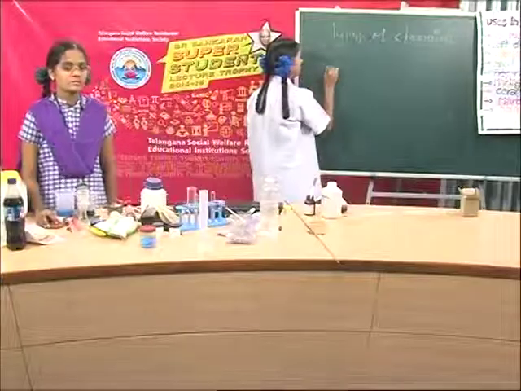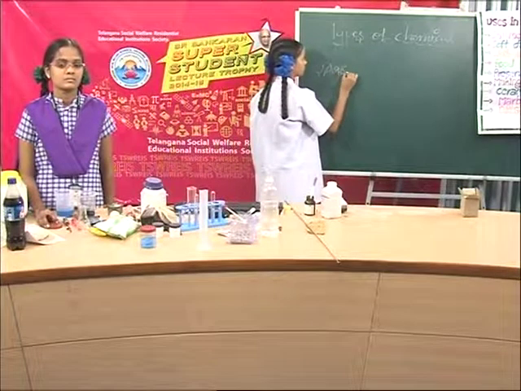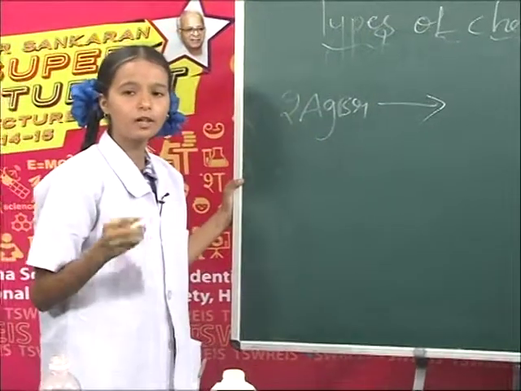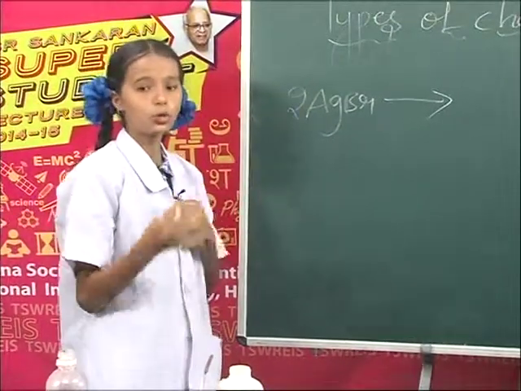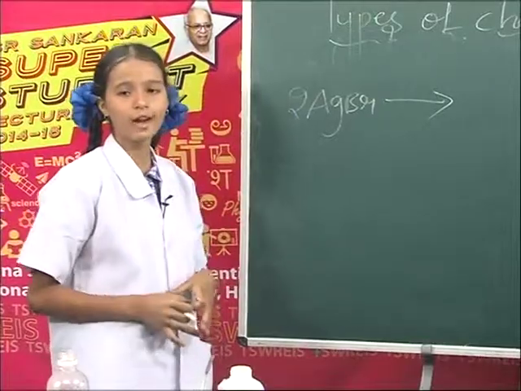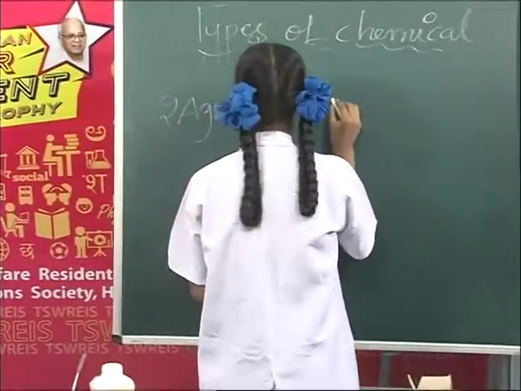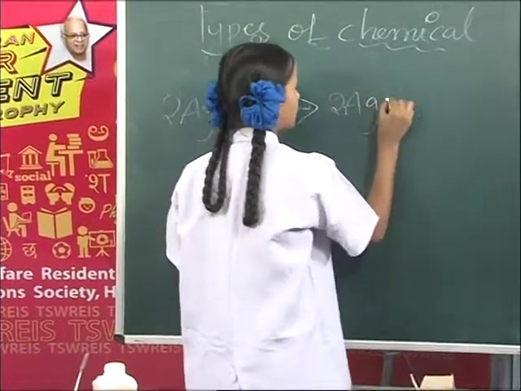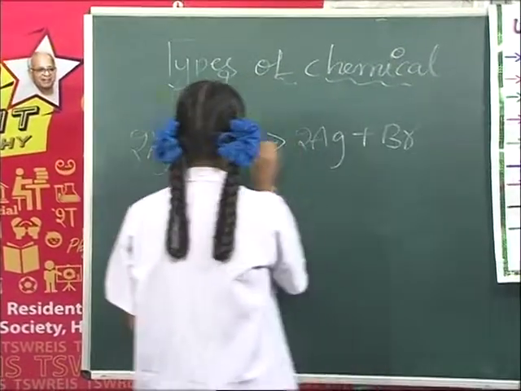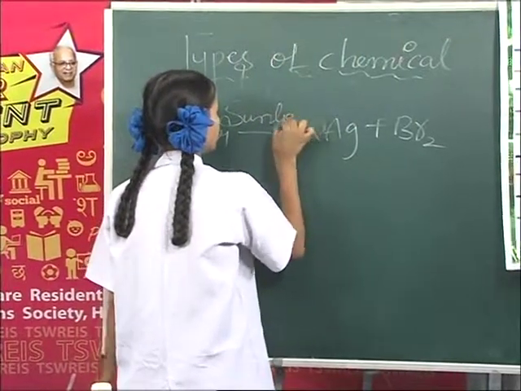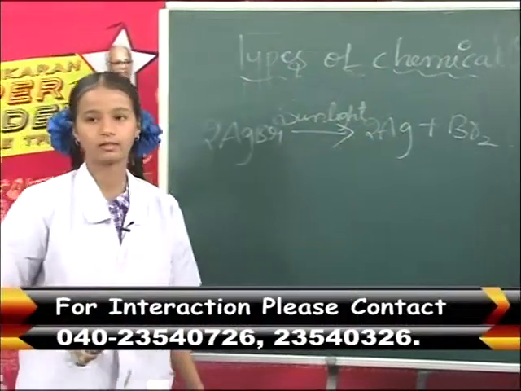We have taken silver bromide. So the silver bromide will decompose. It will split into two or more substances. It is called a chemical decomposition reaction. So the silver bromide will split into silver plus bromine in the presence of sunlight.